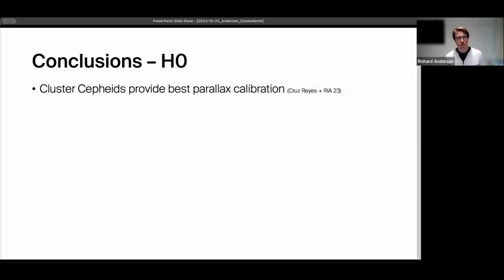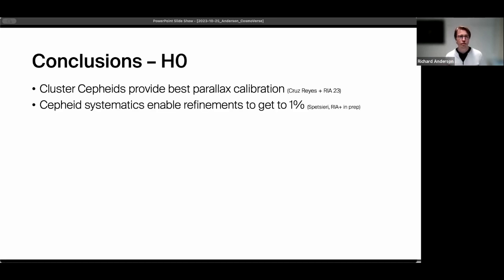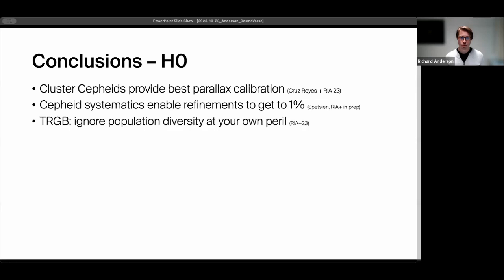Now, some conclusions on the Hubble constant. I mentioned the cluster Cepheids are extremely useful. We're also working on other systematics of Cepheids. For example, we have some work that looks at the stellar association bias I didn't have time to talk about today. But I think with all of this, we will get to 1% in not such a distant future.